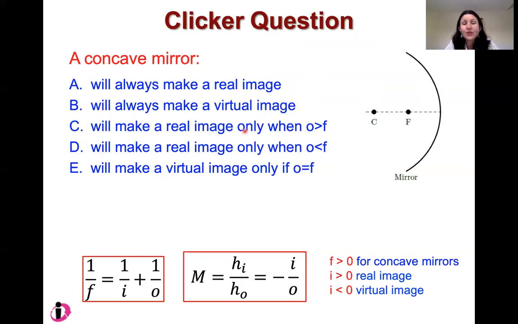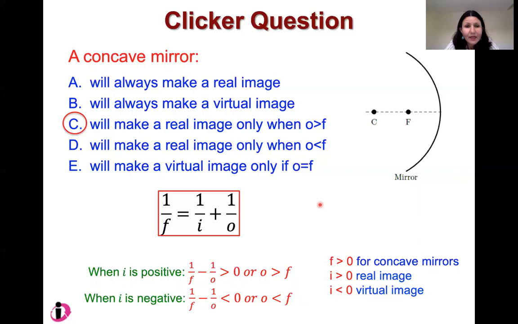Then the options give more details. We'll make a real image only if O is bigger than F, so if your object is on the left of F. Or it will make a real image only when O is less than F, somewhere over here. And that's not true because we saw when we put it here, it's virtual. So just from seeing it before, we know the answer, but let's think about how the equation tells us the answer. And then it says we'll only make a virtual image when the object is at the focal point. Well, that's not true either. All right, so let's think about how we can use this equation to answer that.